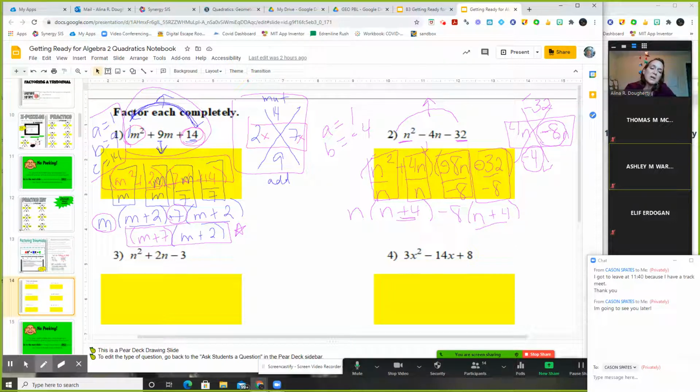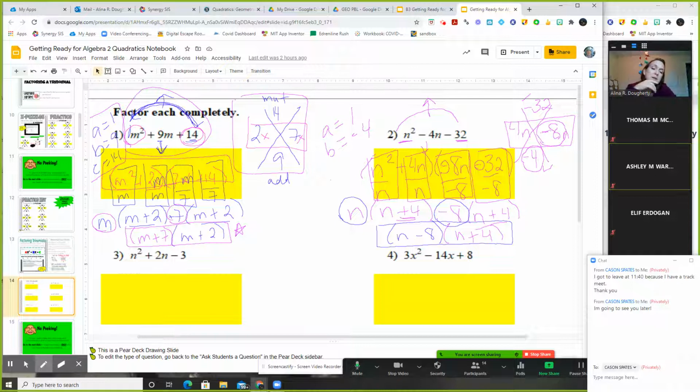When you're done with this process, you want 2 parentheses that match. So I'm going to take those matching parentheses and I'm going to write them down. That's one of my factors. And then I've got to come back over here and combine my greatest common factors, n minus 8. These are my 2 factors.